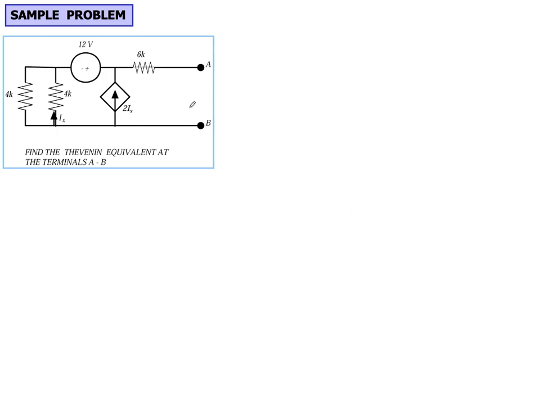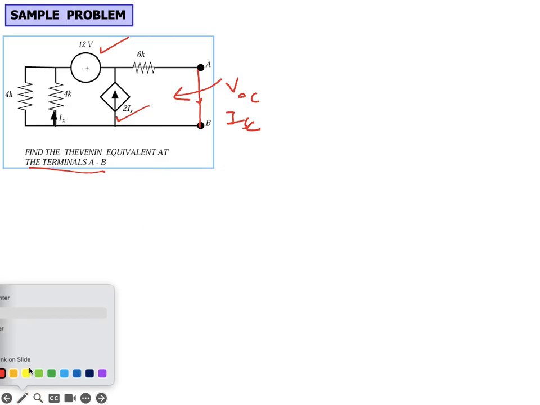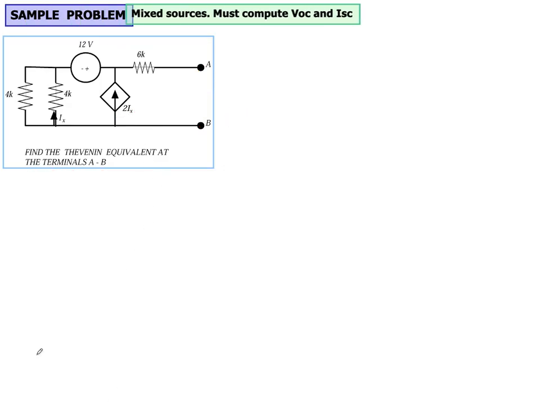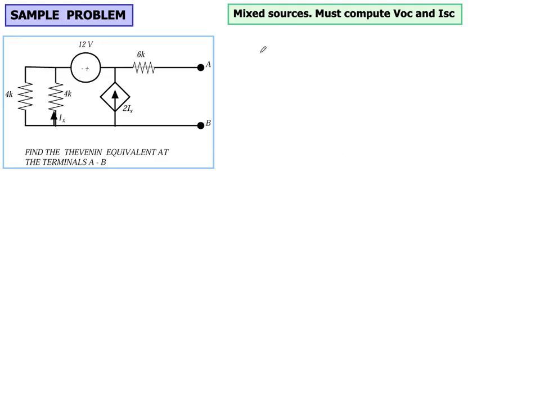Here we have these terminals and we need to find the Thevenin equivalent circuit of this particular case. We need to find the open circuit voltage, and then we are going to short these two terminals and find I short circuit, because in this circuit we have both an independent source and a dependent source in the same circuit. Let's see how we're going to solve this problem. We have mixed sources, and whenever we have mixed sources, we are going to compute V open circuit and I short circuit.